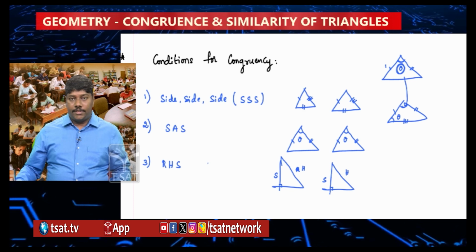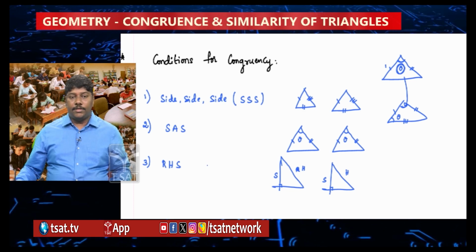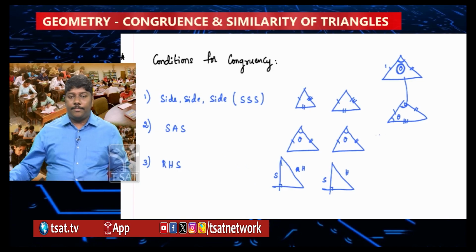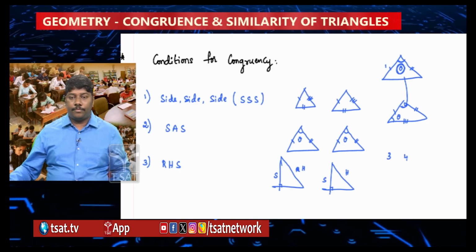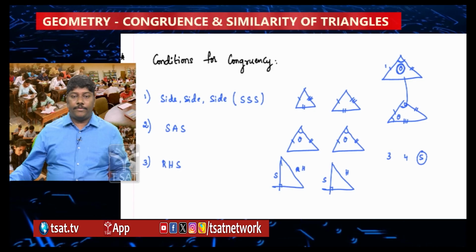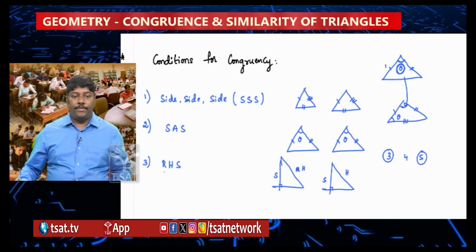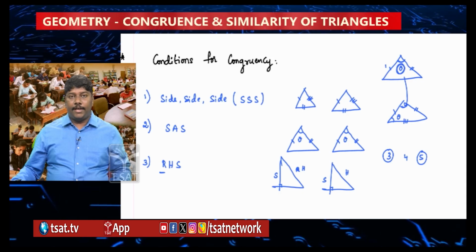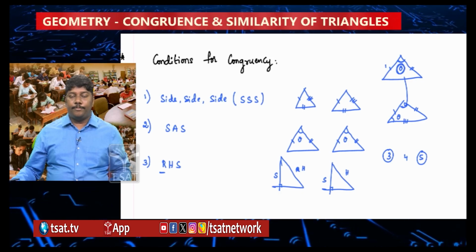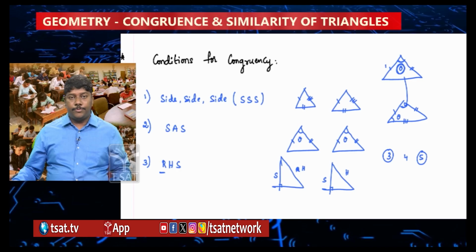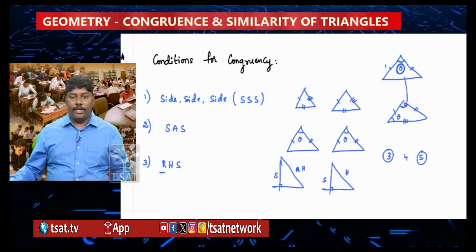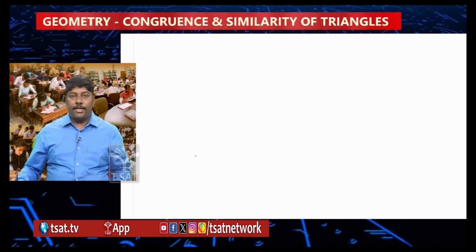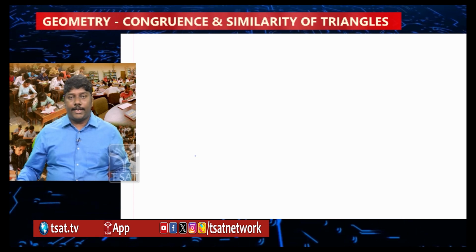So, RHS: R means right angle, H means hypotenuse, S means any one of the sides. If you know one side, for example 3, 4, 5. You know side 5, side 3, and by using this right angle we can say it is a right angle triangle. So, I am giving you two right angle triangles with side 3 and hypotenuse 5. Therefore, the other side in both the triangles will be 4 only, which means all three sides are equal. So, by using these three conditions, we can say two triangles are congruent triangles.